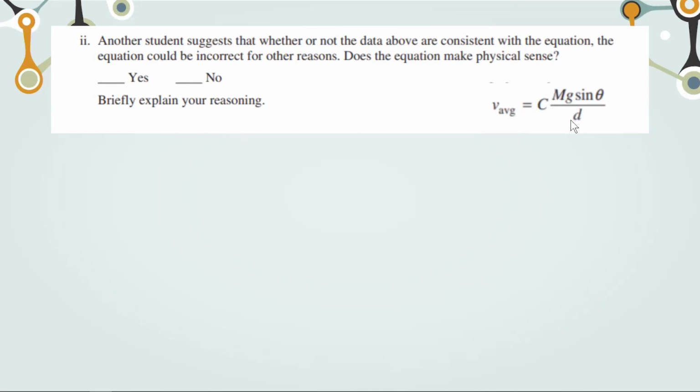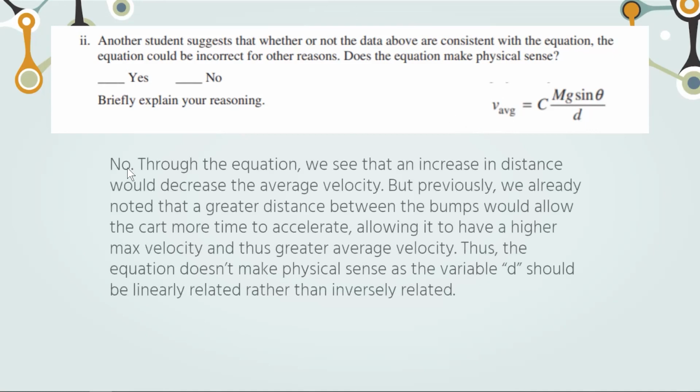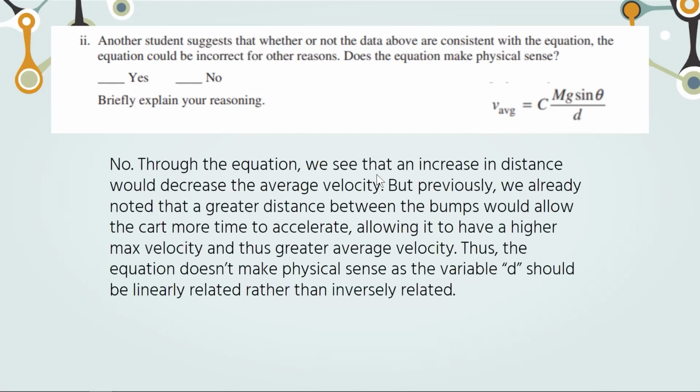Now our other variable is d. Well, earlier we said that if the distance between the points increases, that means the final velocity would be greater, and thus our average velocity would be higher as well. But since it's in the denominator of the equation, the opposite is true instead, where an increase in distance would decrease the average velocity. But we know this is wrong, as we said earlier. So no, through the equation, we see that an increase in distance would decrease the average velocity.